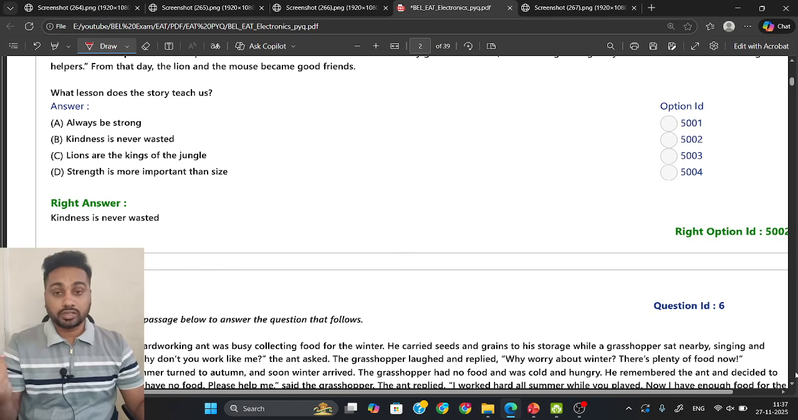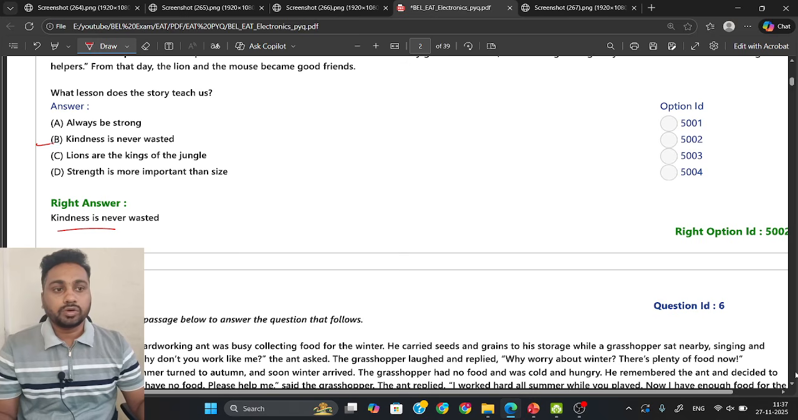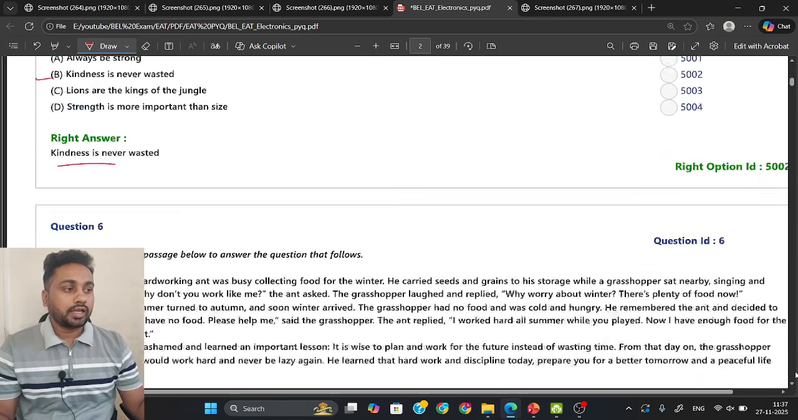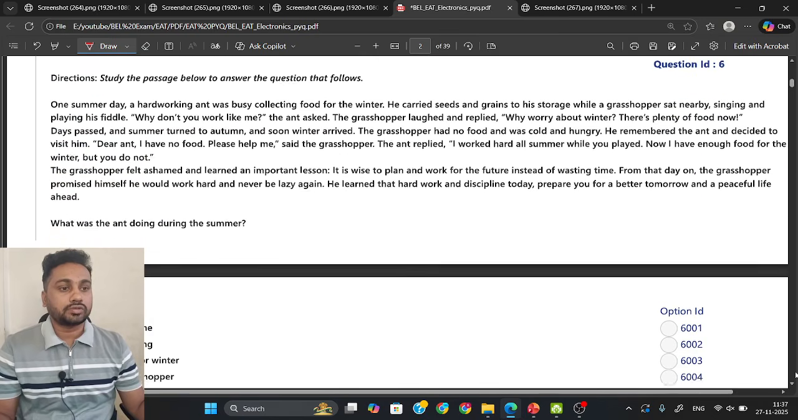I think since childhood you have heard about this mouse and lion story, so you know this is related to kindness and is never wasted. So option B, the kindness type story, is there. Or if you have time, you can read this passage also. You will come to know what is the outcome of this passage. Okay, like that, the next passage was also there.